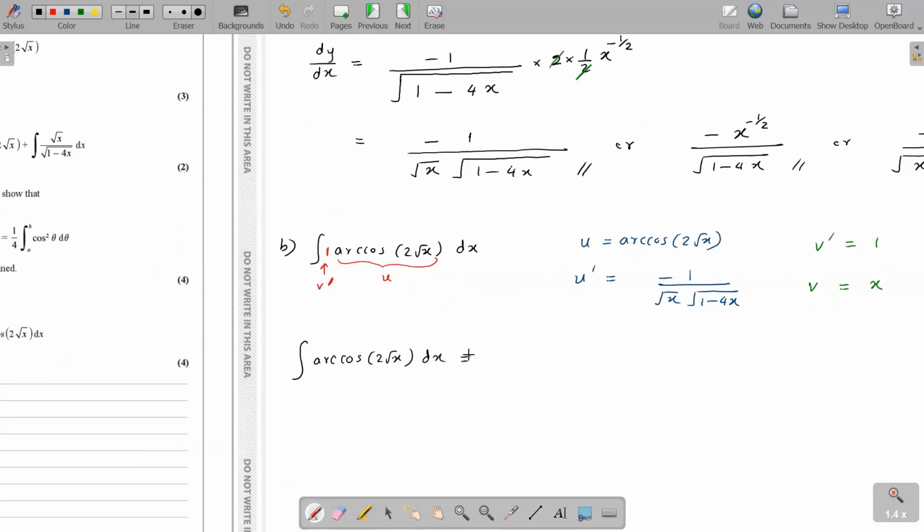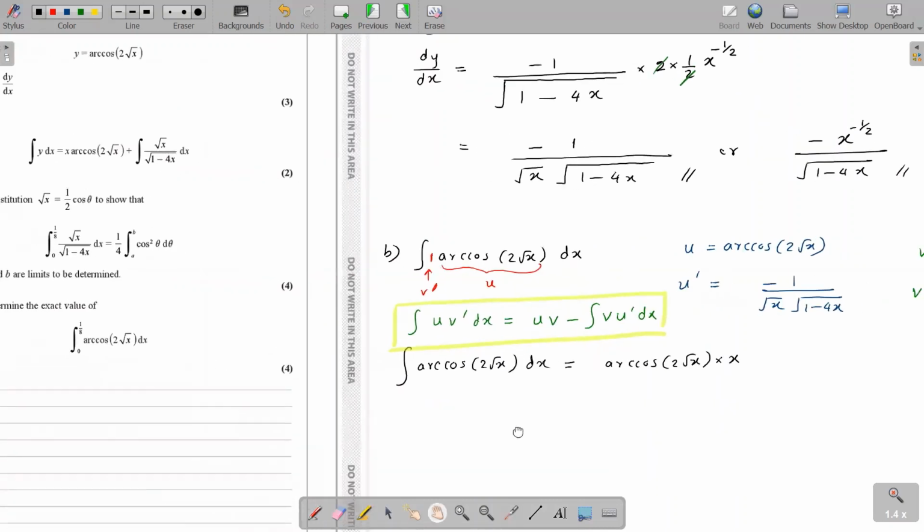Okay, so arccos 2 root x. What's the rule? When you use integration by parts, it's uv minus the integral of v u dash, right? So this is the integration by parts rule. You don't need to write that, I just wrote it as a reminder. Let's input the values. So u is arccos 2 root x, v is x. Do you agree with me?